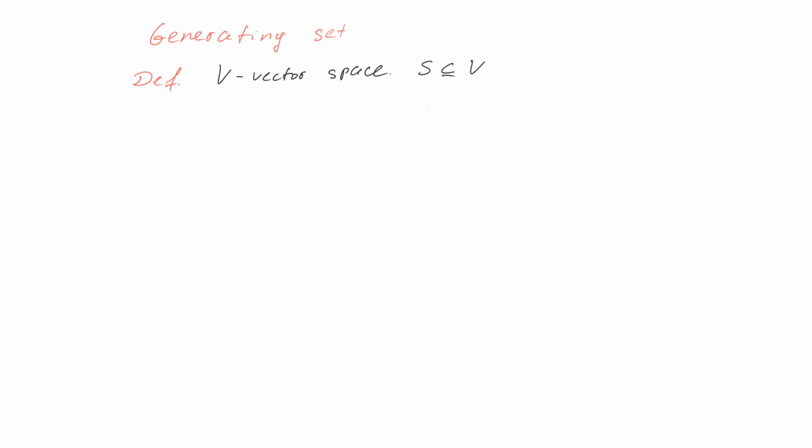Again, we have a vector space V, and S is a subset of V, and we say that S generates V, or spans V, if the span of S equals V. So this is the definition of a generating set.